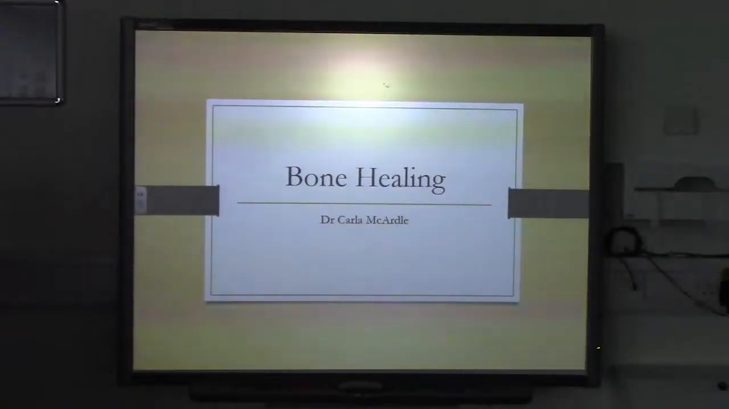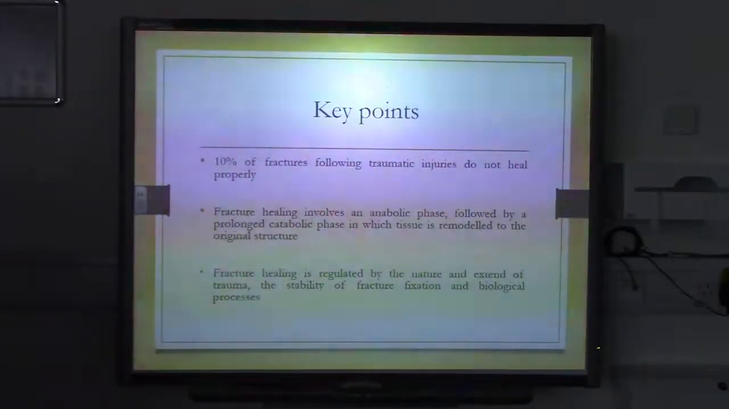And we're now going to move on and look at bone healing and what exactly is involved in the process of bone healing. To point out first some of the key points with bone healing. So 10% of fractures following traumatic injuries do not heal properly, and we'll explore that towards the end of the presentation after we've looked at what happens when there's normal bone healing.